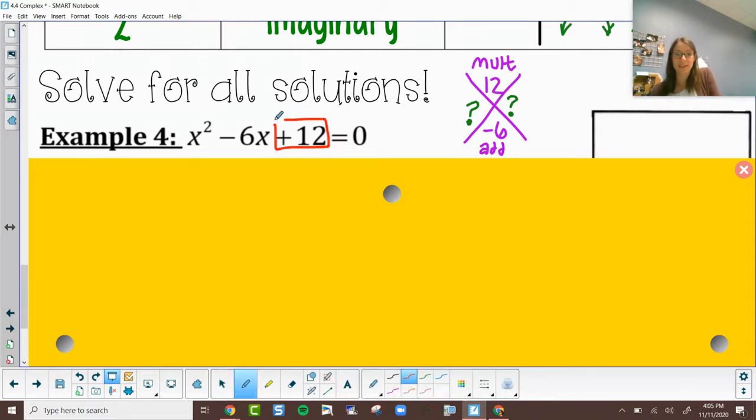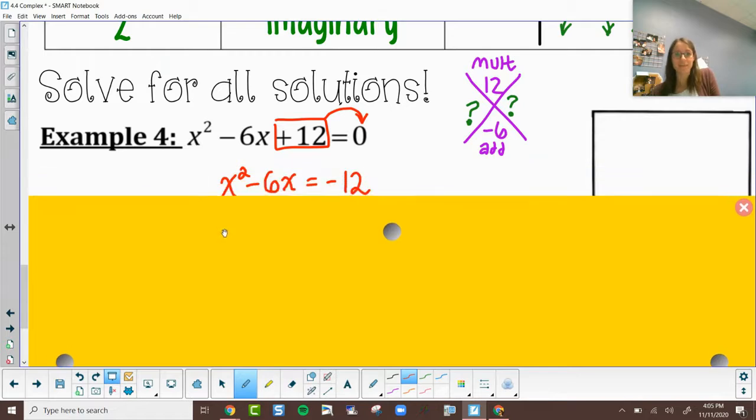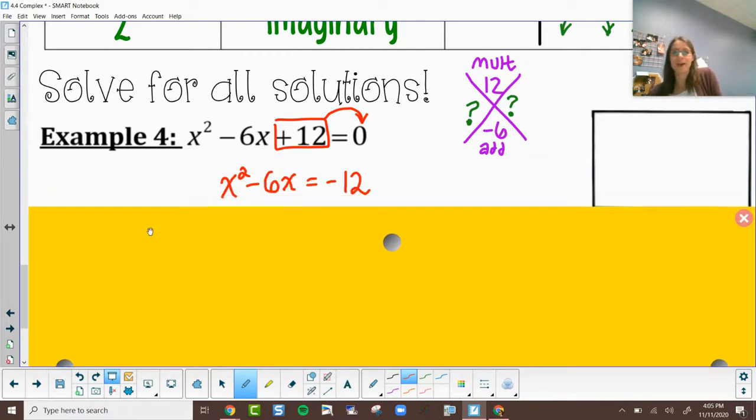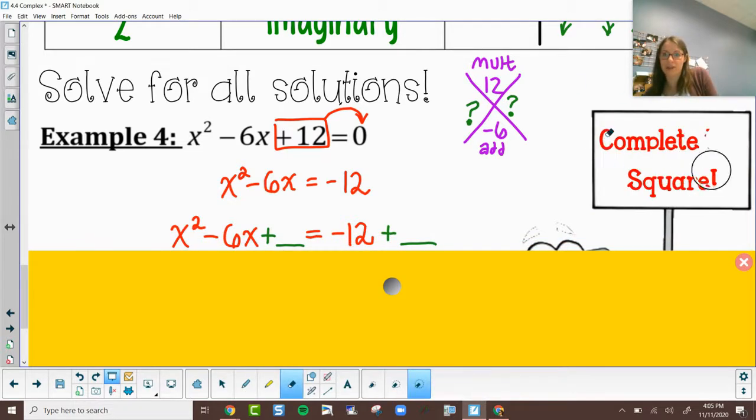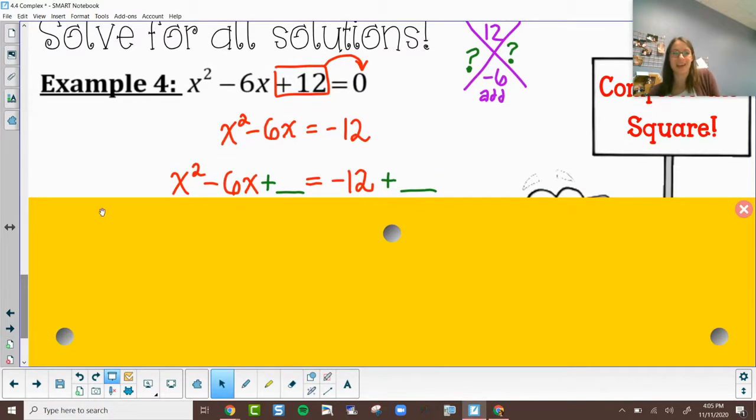So that says I need to move the 12 over. So now it's negative. No GCFs, which I love. Now I'm going to add a blank to both sides, and now I just have to figure out what works. I'm going to put complete the square. So if it doesn't factor, I can always do that.